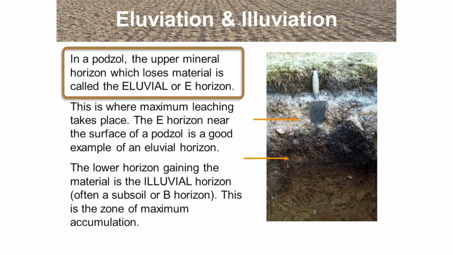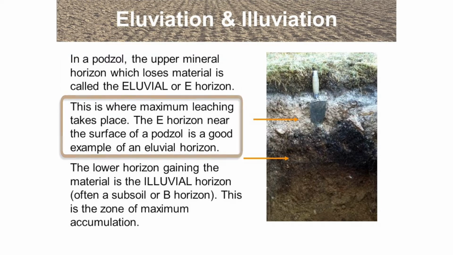The upper mineral horizon, losing the material in this photo above, is the eluvial or E horizon. This is where maximum leaching or eluviation, from the Latin word ex or E meaning out and lux meaning washed, takes place. The E horizon, shown near the surface of the podzol in this picture, is a good example of an eluvial horizon.